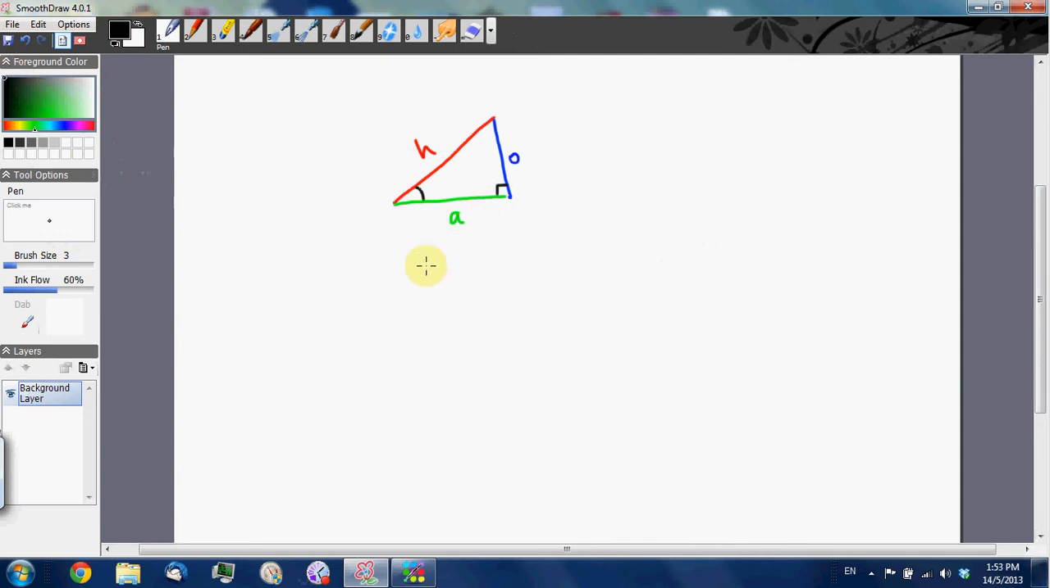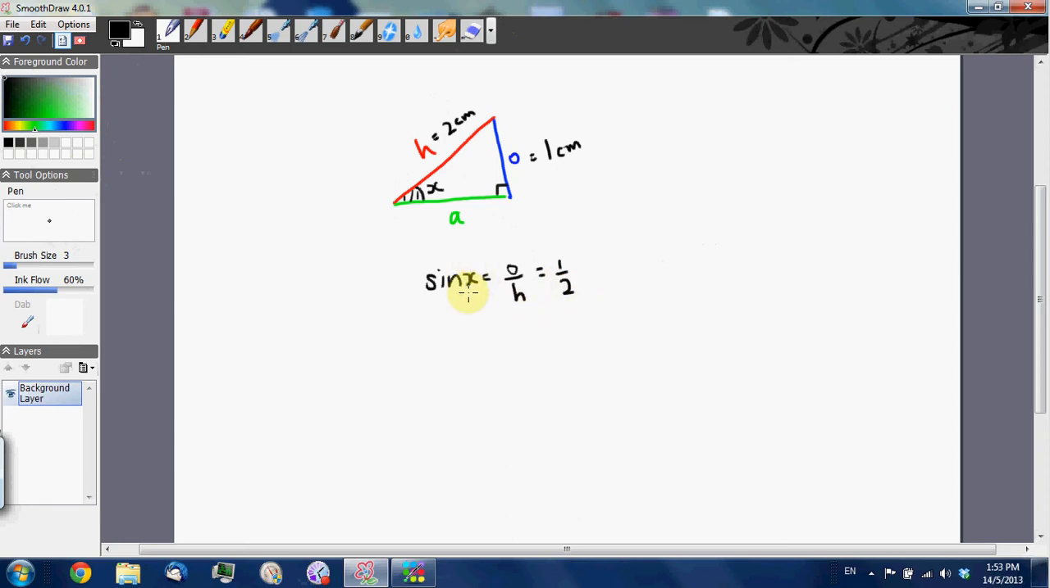Okay, so we know that, for example, if we let this angle be x, then we have sine x is equal to the length of the opposite divided by the hypotenuse, right? Okay, so for example, if I tell you that the opposite is, let's say, 1 cm, and the hypotenuse is 2 cm, then we know that sine x is equal to half, correct?